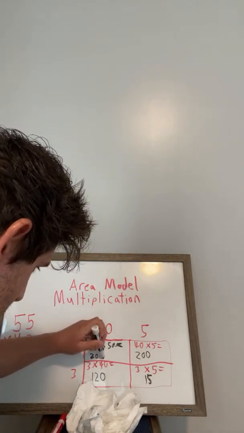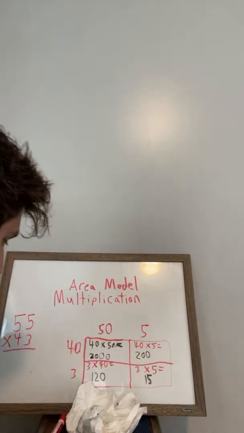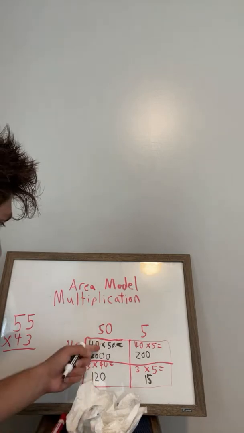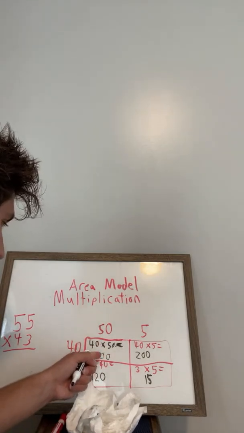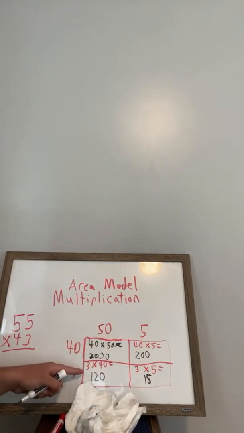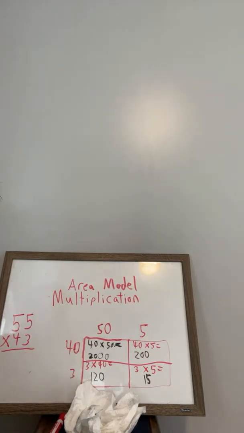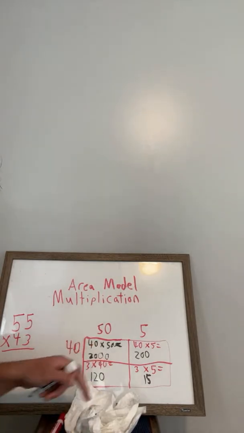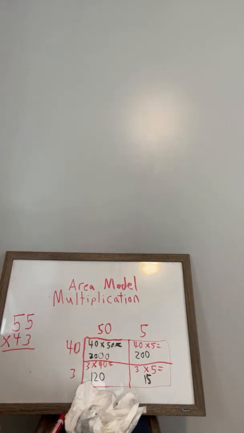Alright. So 40 times 50 equals 2,000. 40 times 5 equals 200. 3 times 40 equals 120. 3 times 5 equals 15. And now we have to add these 4 numbers up, and then we'll have our answer.